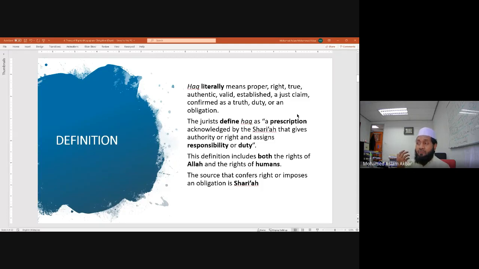And then when it comes to giving authority or rights, and then assigning responsibility or a duty, now you can understand that it has the meaning of both sides, whether it is entitling the rights or offering the obligations. This definition includes both the rights of Allah and the rights of humans. The source that confers the right or imposes an obligation is Sharia.